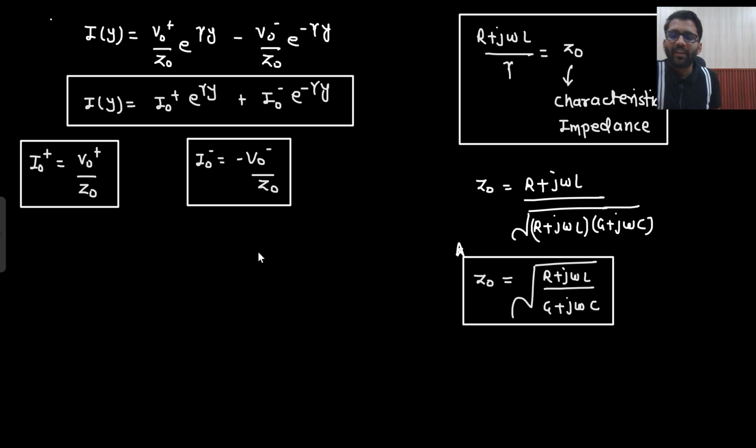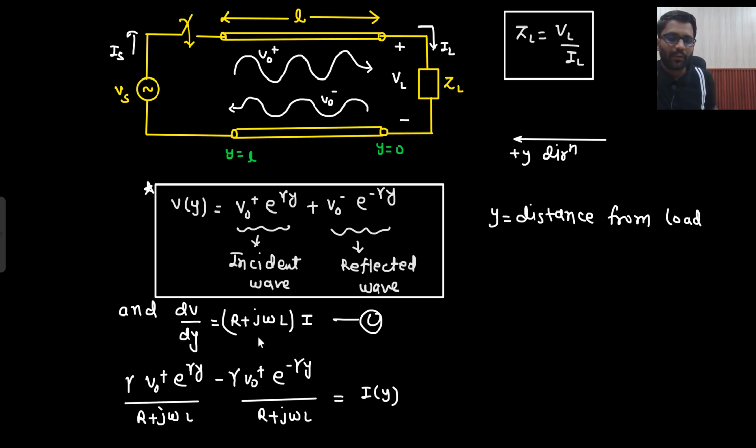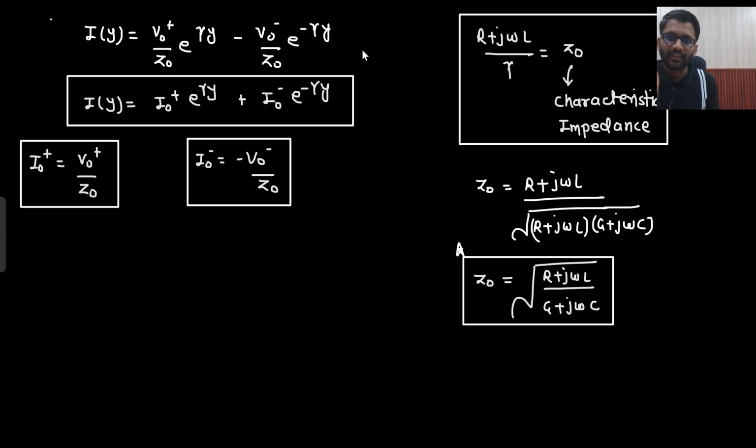Yeah, so we are back. We need to find the value of V naught plus, V naught minus, I naught plus and I naught minus. So let's call this equation 1 and this equation 2.